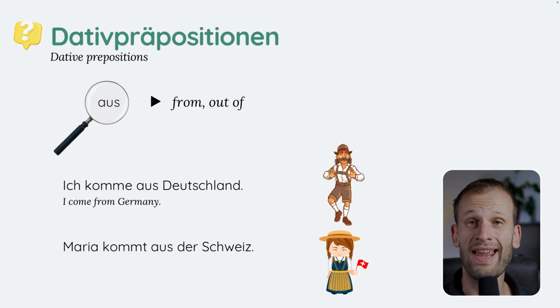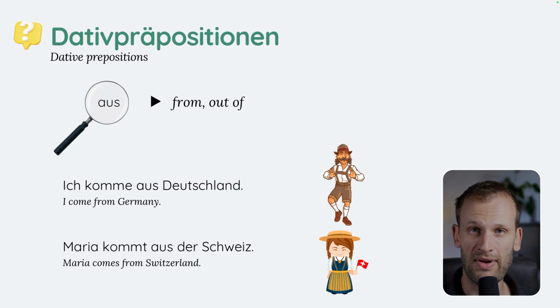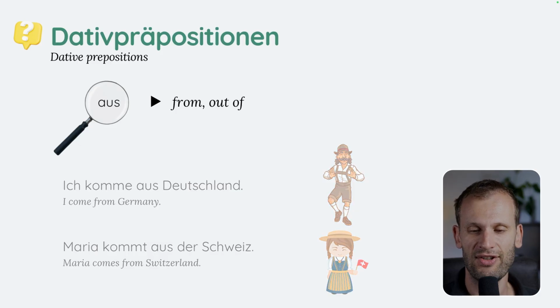Maria kommt aus der Schweiz. Here we have a country that does have an article. It's die Schweiz, feminine. And for the dative, it gets an R, so der Schweiz. Maria kommt aus der Schweiz. Maria comes from or is from Switzerland. So Schweiz is a feminine country and a beautiful country, lovely nature, clean air, beautiful mountains, good food. So highly recommended.